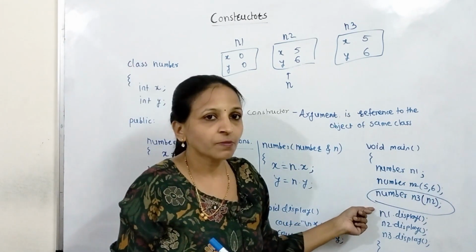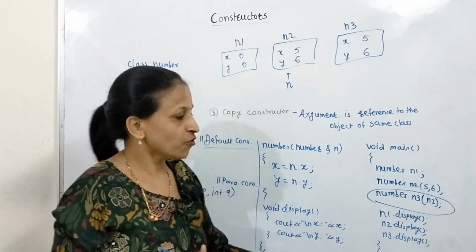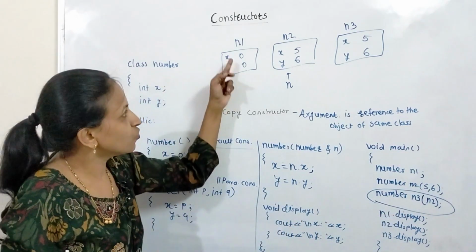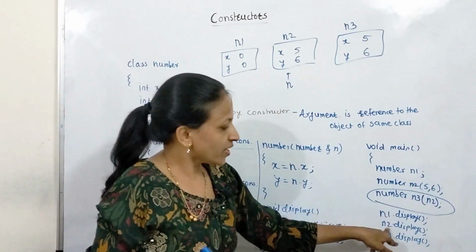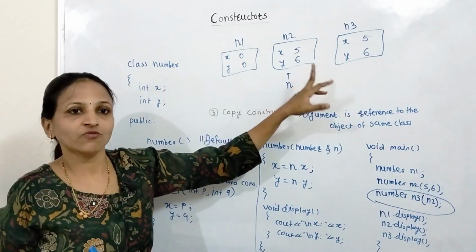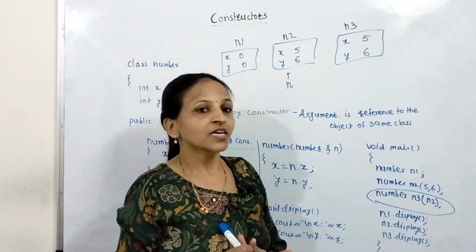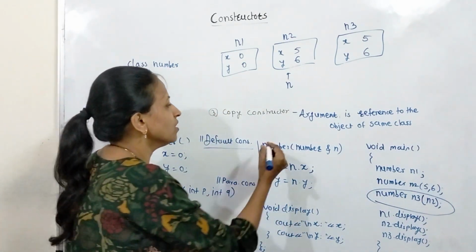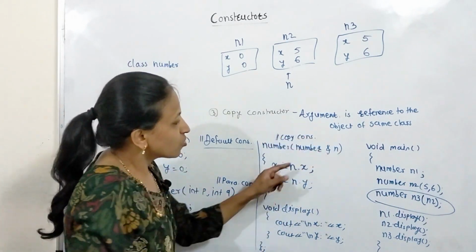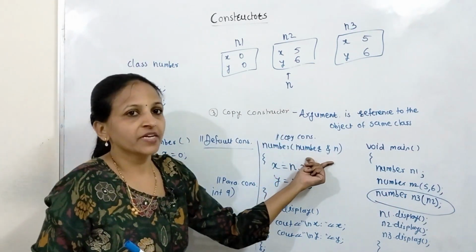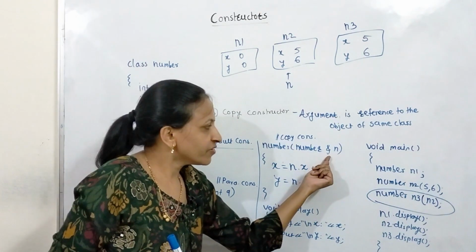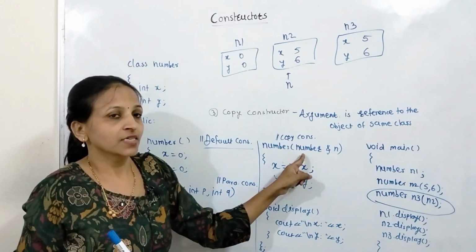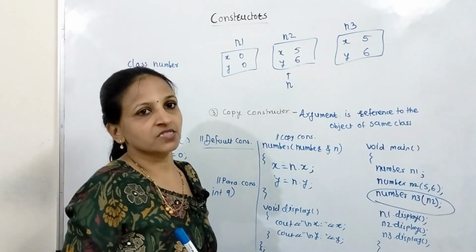Whenever we call the display function for n1, n2 and n3, for n1 we will get 0 values displayed. For n2 we will get 5 and 6, for n3 again 5 and 6. This is the concept of copy constructor. Getting? This one is a copy constructor. Means the copy constructor will have an argument that is nothing but a reference to an object of the same class. Getting? This is nothing but a copy constructor.